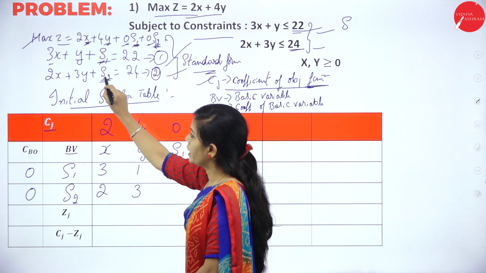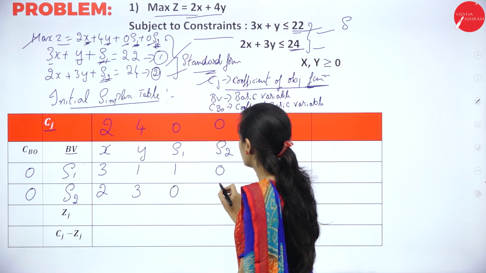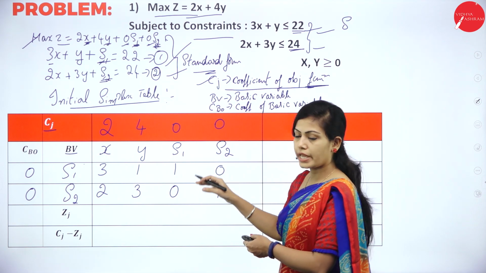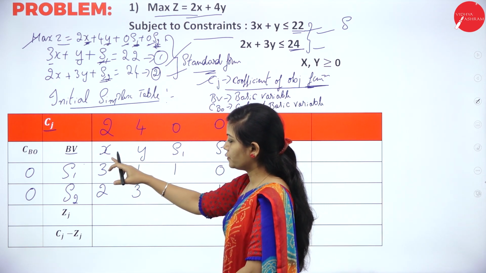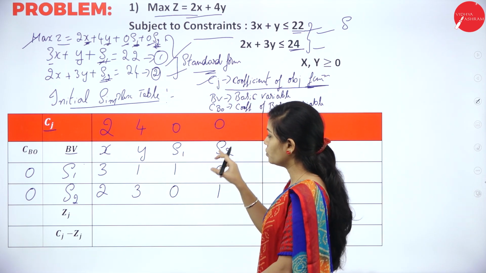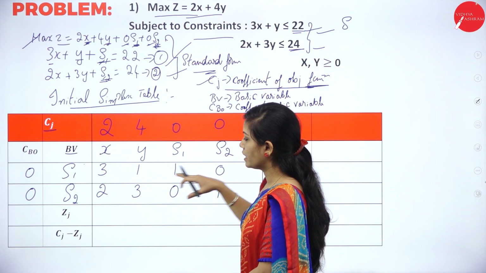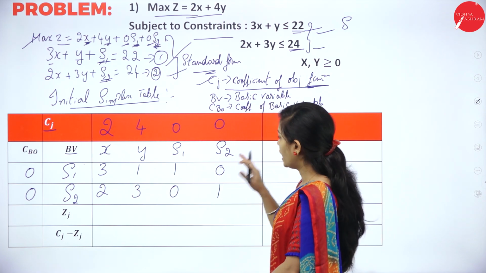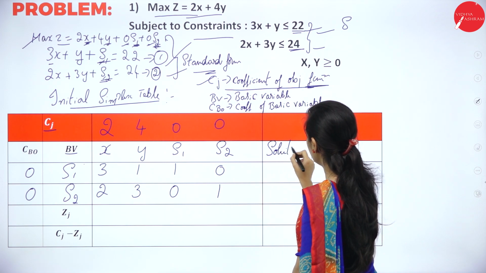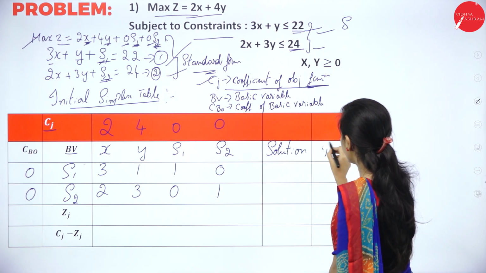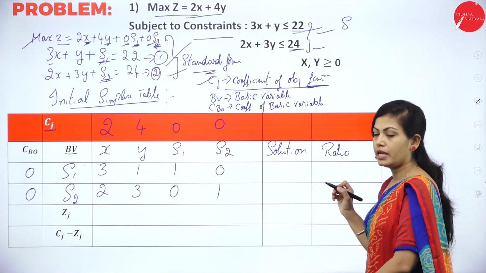And coefficient of S1 is not there. It is 0. And coefficient of S2 is 1. So this is the next step. Here in this place you have to write the coefficient of x, y, S1, S2 in both the equations: equation number 1 coefficients and equation number 2 coefficients. And after that you have two more steps called solution and ratio. You have to find the solution and ratio.